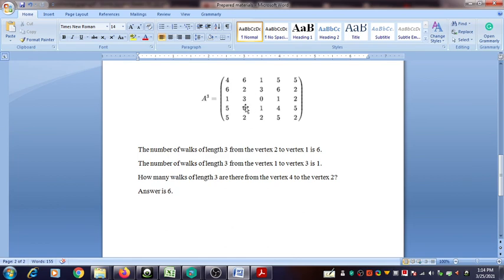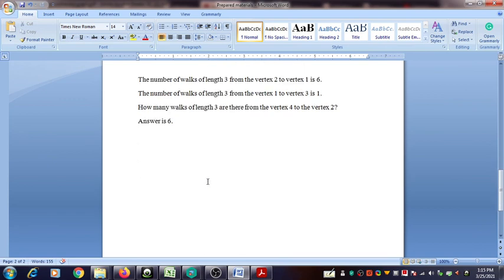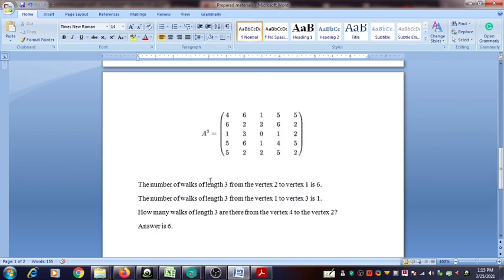In a different way, you can consider the second row and the fourth column, because 4 2 or 2 4 are both the same. Giving consideration to the order is not important here. In the second row, fourth column, the entry is also 6, so both values are the same and the answer is 6. This is the way we can obtain the number of walks.